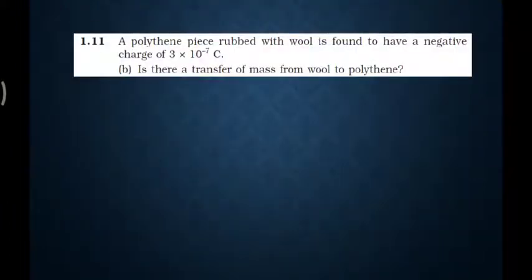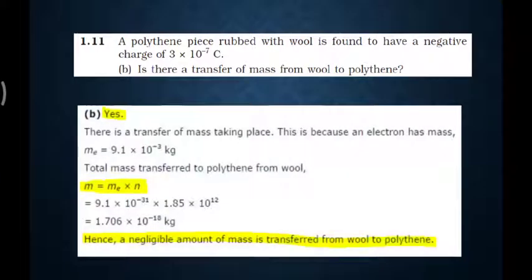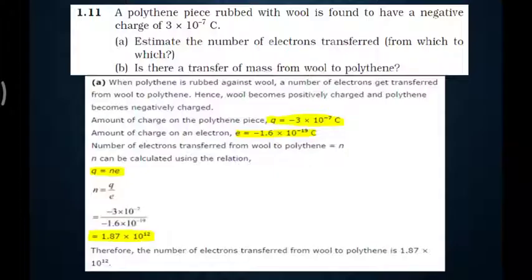Now the second task, B. That is your second question, and the answer is yes, the mass of electrons is being transferred. One electron mass is 9.1 into 10 to the power minus 31, and the number of electrons transferred is 1.87 into 10 to the power 12. See, this answer can never be negative, because it is a number. So if you are doing a calculation and you end up with a negative sign in the power, then you may conclude that your answer is completely wrong.